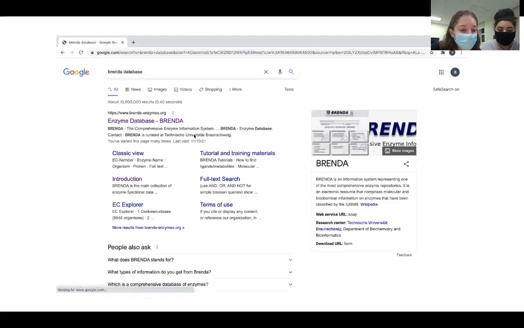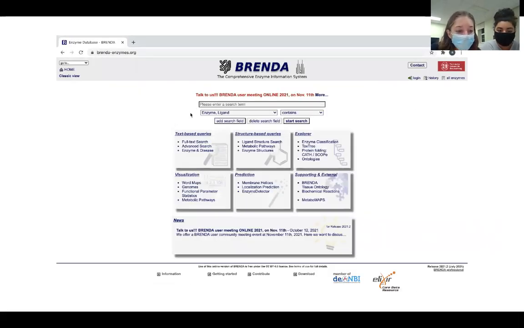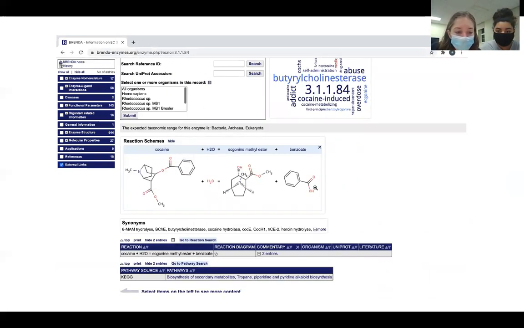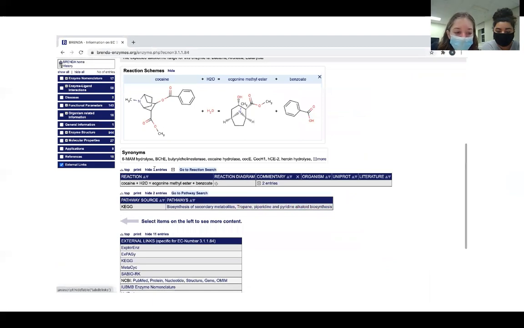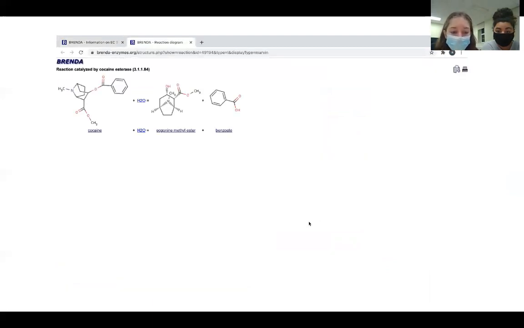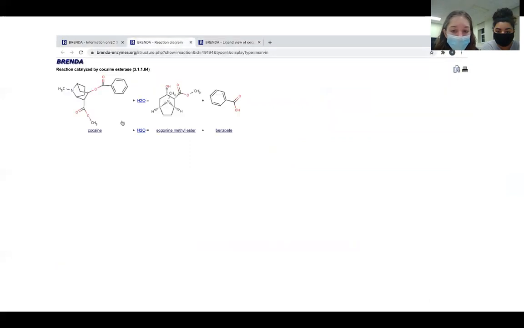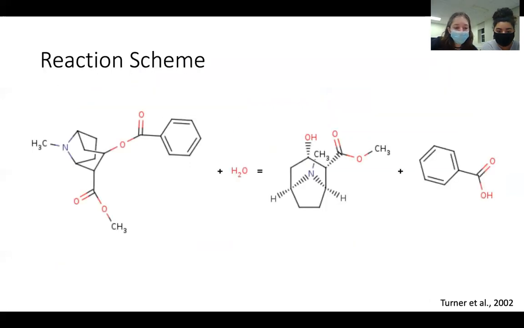So we did a Google search of the enzyme database and clicked on the first link. And then we used the search engine and typed in the common name and clicked on the appropriate EC number. And then you scroll down on the main page until you reach the reaction mechanism, and I click on the reaction diagram symbol to get a comprehensive look at the mechanism with the external links that provide additional information on the reactants involved in the reaction scheme.